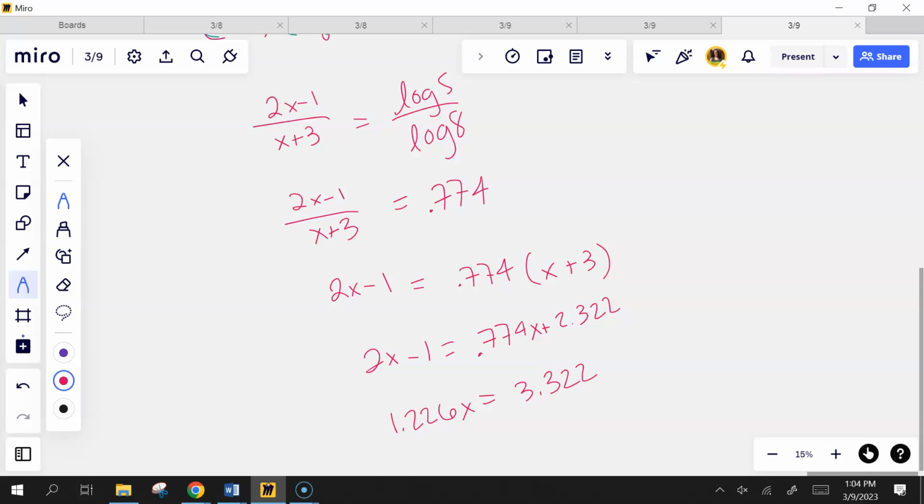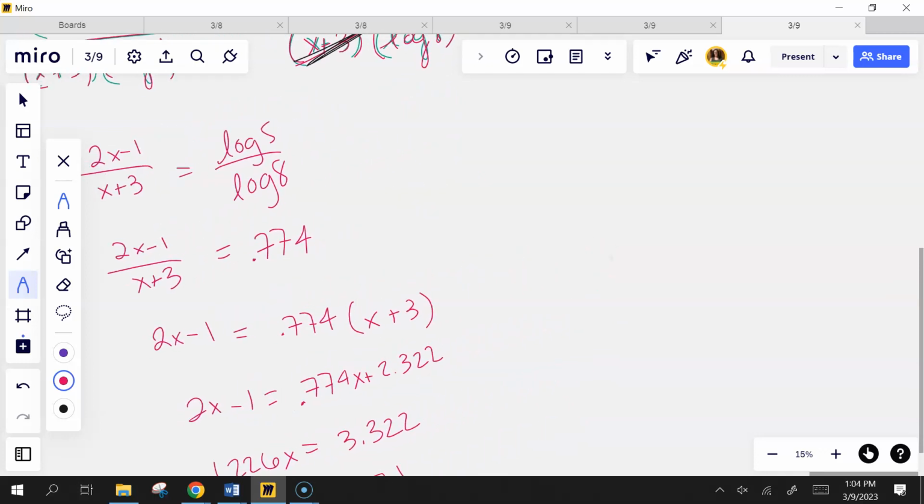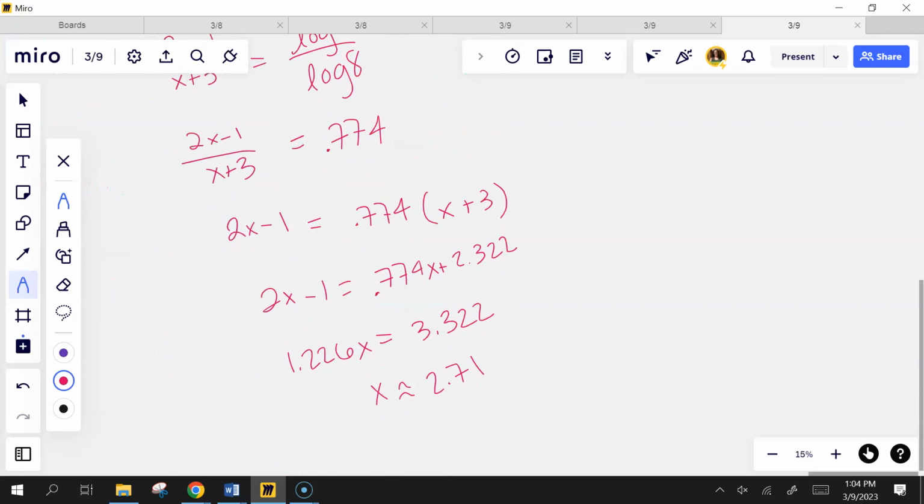1.226x. That's not the final answer. 2.71. 2 decimals fine. If you round it early on, you'll be a little bit off from us. Yeah. 2.71.